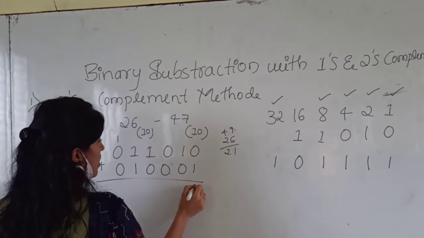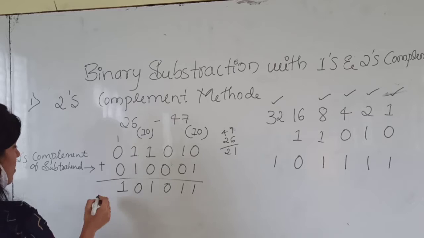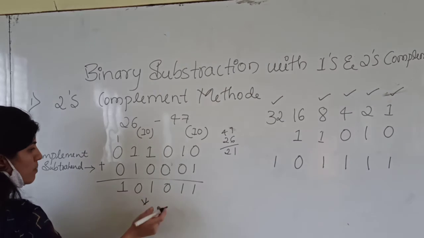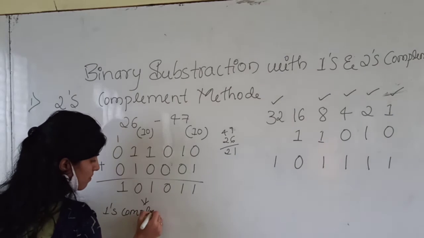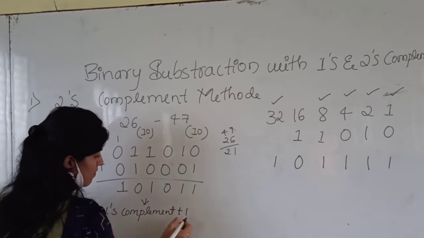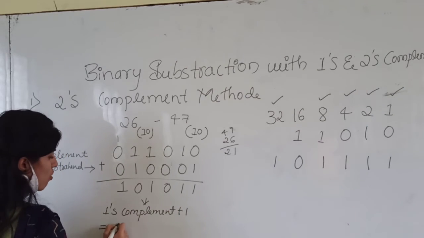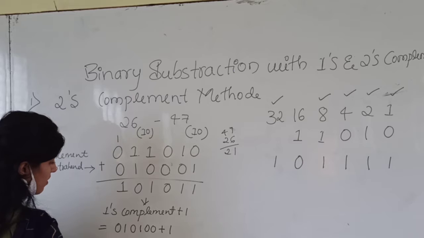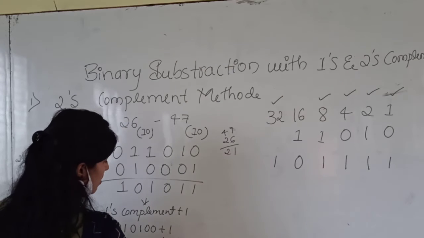Just write down 1, 1, 0, 1, 0, 1. Again you get a 2's complement. Just do the 2's complement of this answer, meaning 1's complement plus 1. Just take the 1's complement of this number. It will become 0, 1, 0, 1, 0, 0. Again you add 1. It will become 0, 1, 0, 1, 0, 1. It is the binary equivalent for this 21.